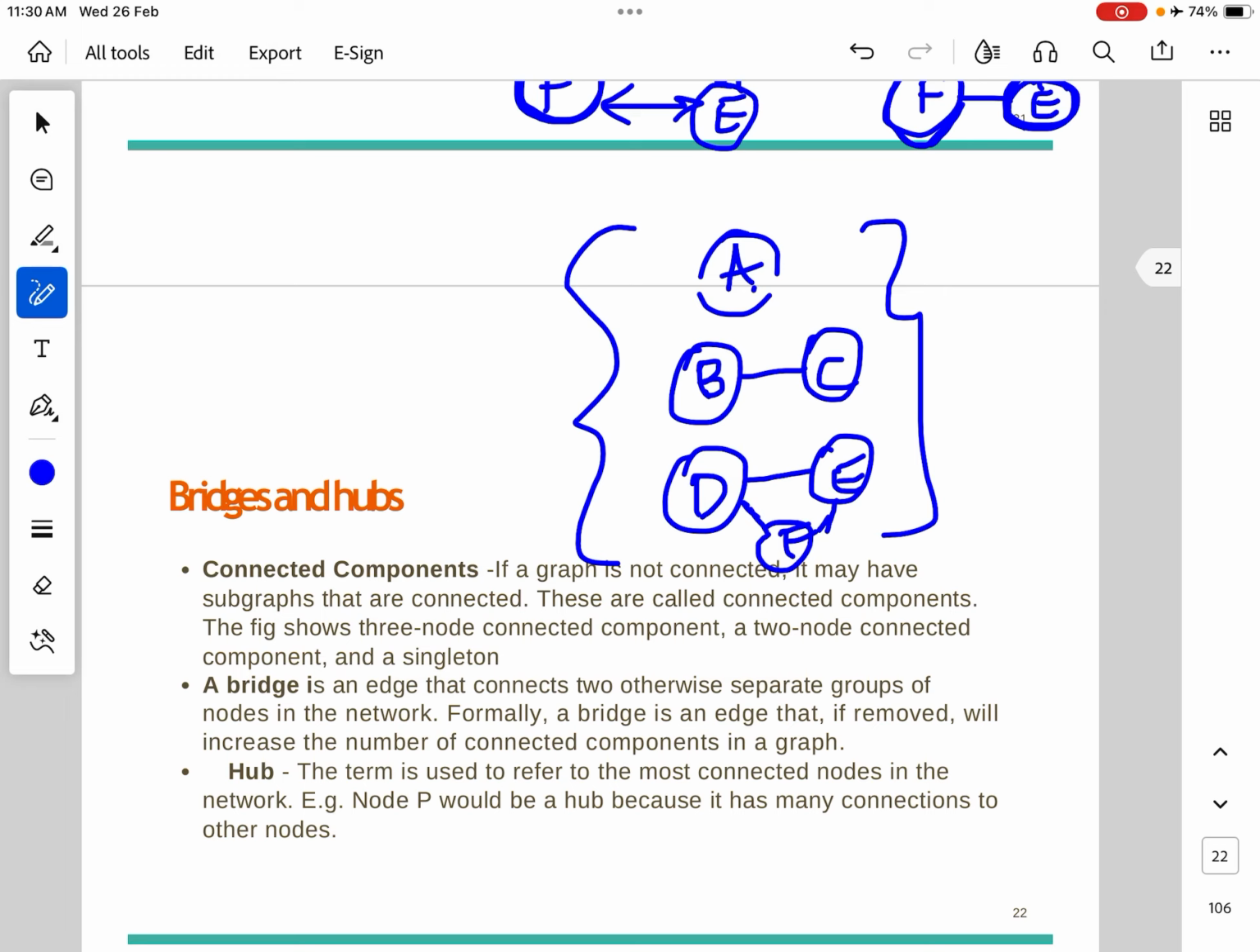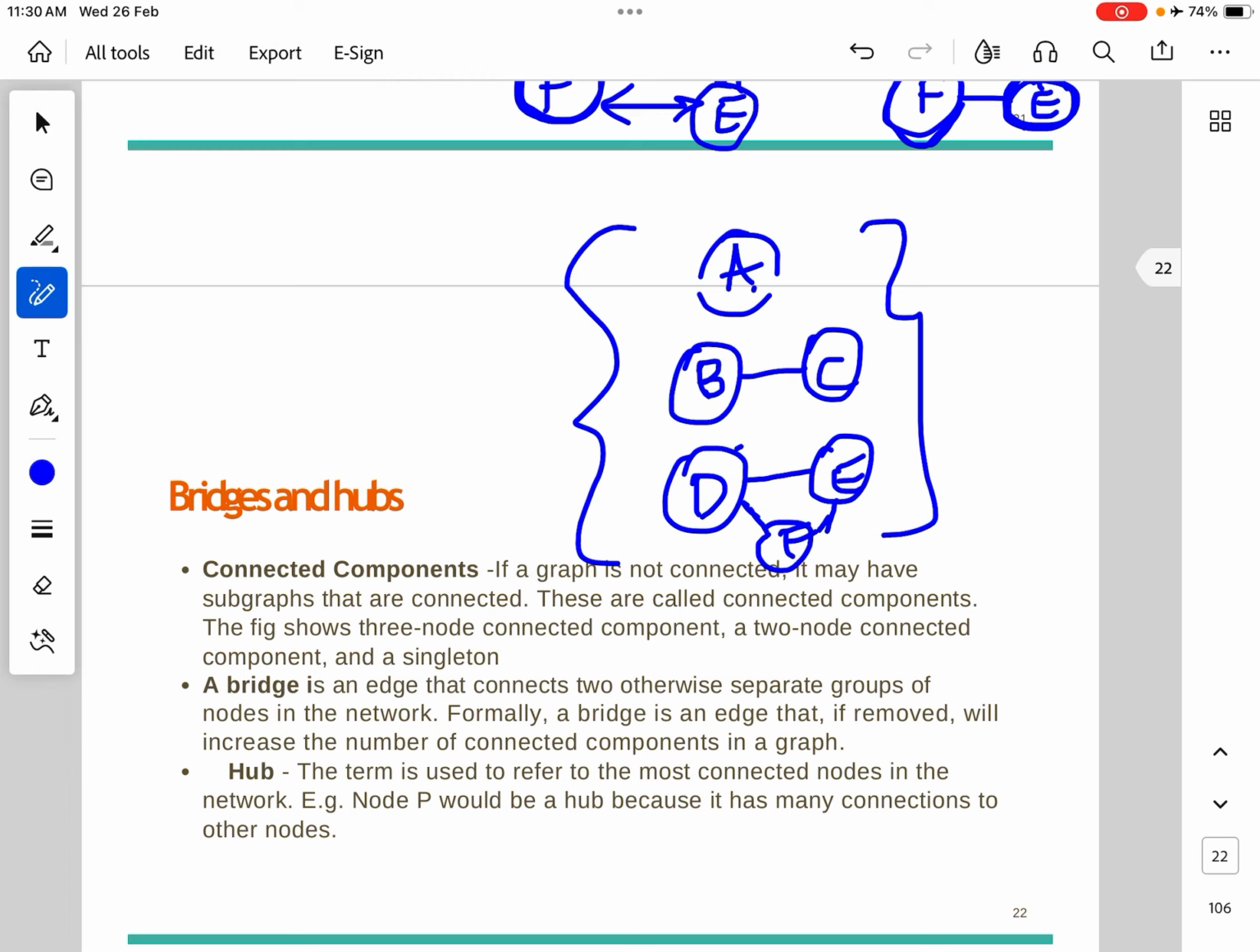A bridge is an edge that connects two otherwise separate groups of nodes in the network. Formally, a bridge is an edge that, if removed, will increase the number of connected components in a graph. So a bridge is nothing but an edge which, when we remove it, makes the number of connected components increase, because the bridge is forming a pathway.